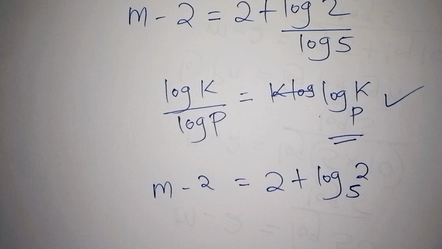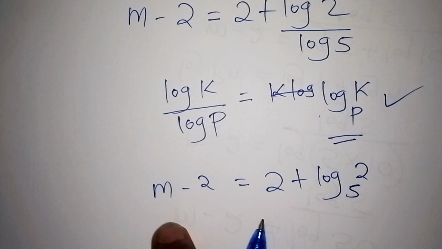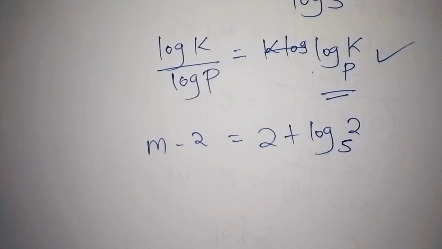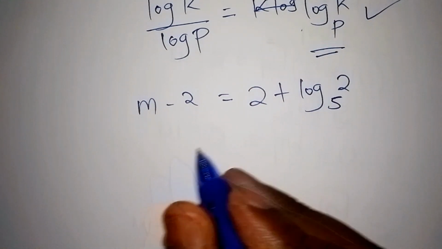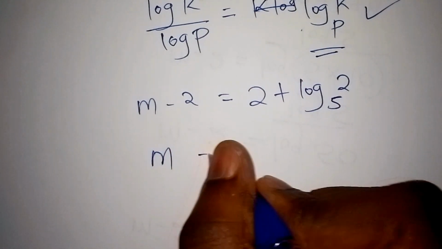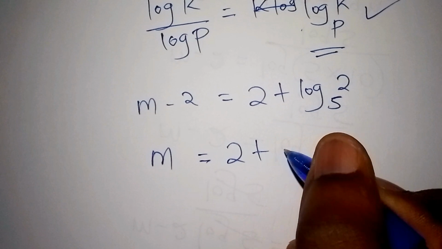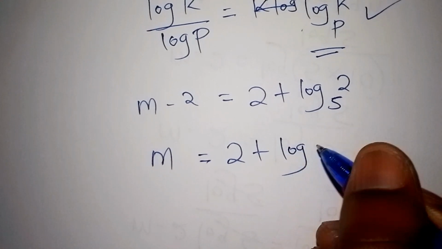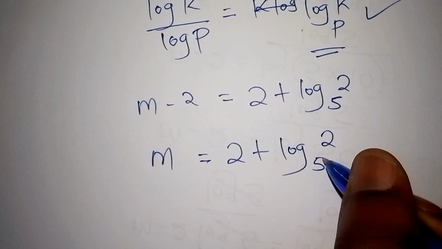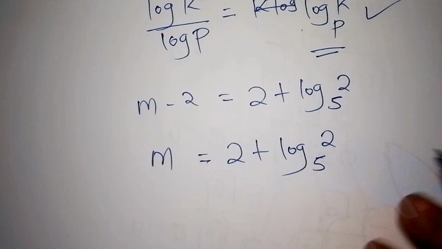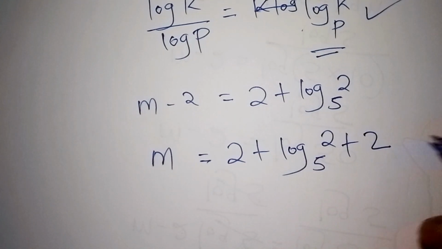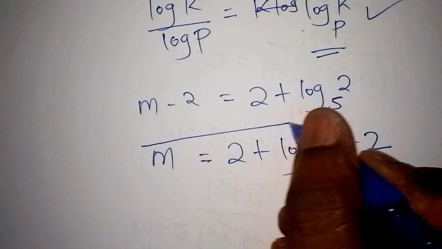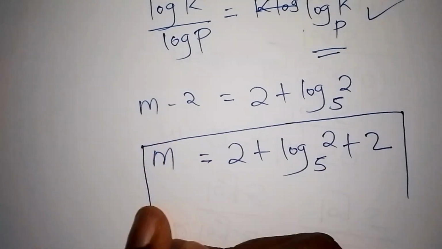So finally, because we need to have m on this other side, we shall move this minus 2 to the other side. So now our value for m is equal to 2 plus the log of 2 to the base of 5. Because we have minus 2, when it crosses the equal sign, we shall have plus 2. So now this shall be the correct value for m.